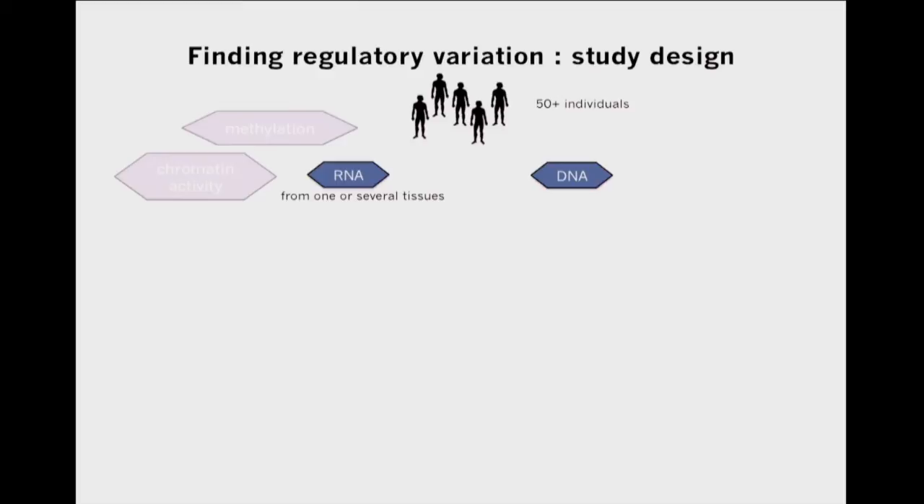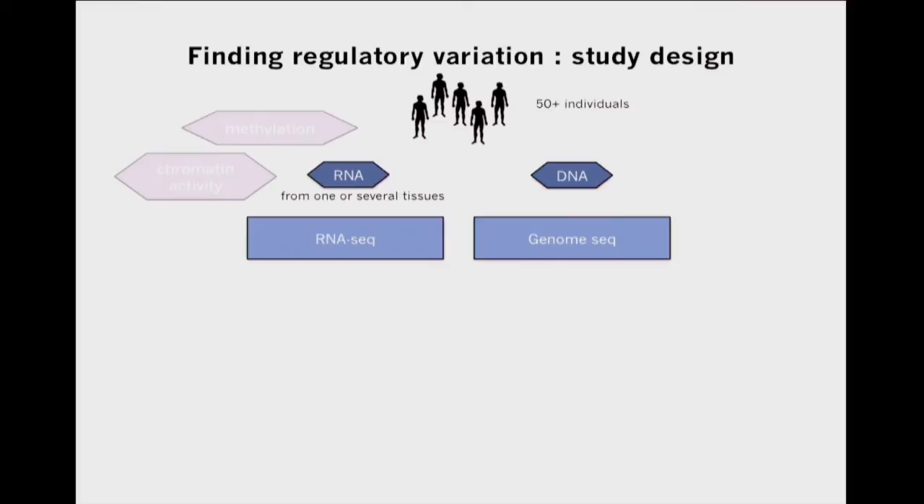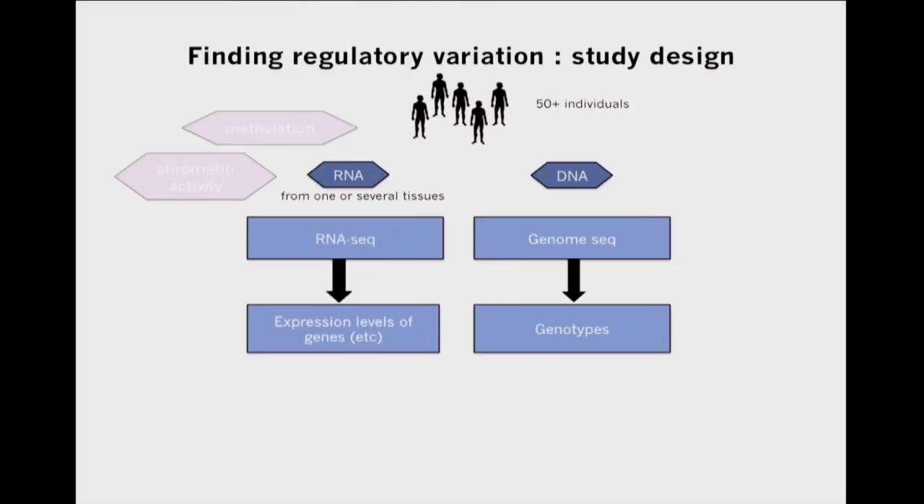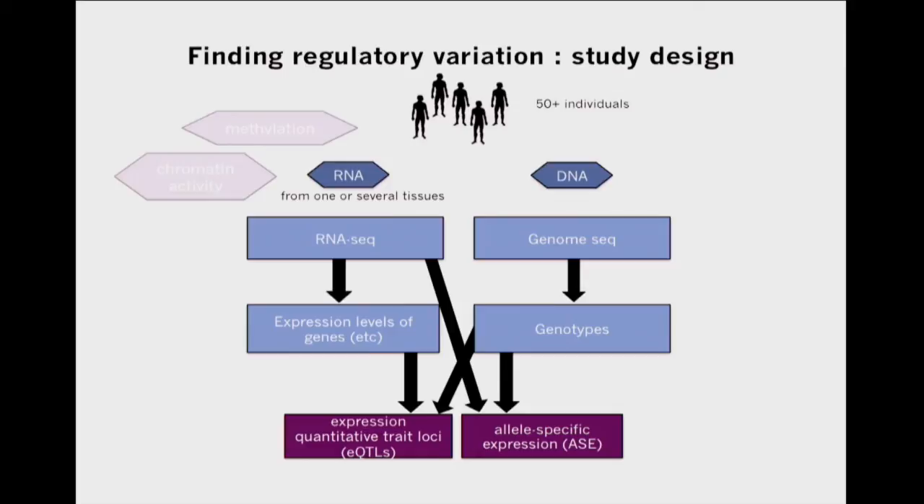And then nowadays you typically use sequencing to analyze these samples, RNA-seq, and then genome or exome sequencing. And we get out of it genotypes, different measures of transcriptome phenotypes, such as gene expression levels or splicing or such things. And then we combine these two. So I'll explain these things more, what are expression loci and how we can look at allele-specific expression. But the idea is to basically get two data types and put them together.